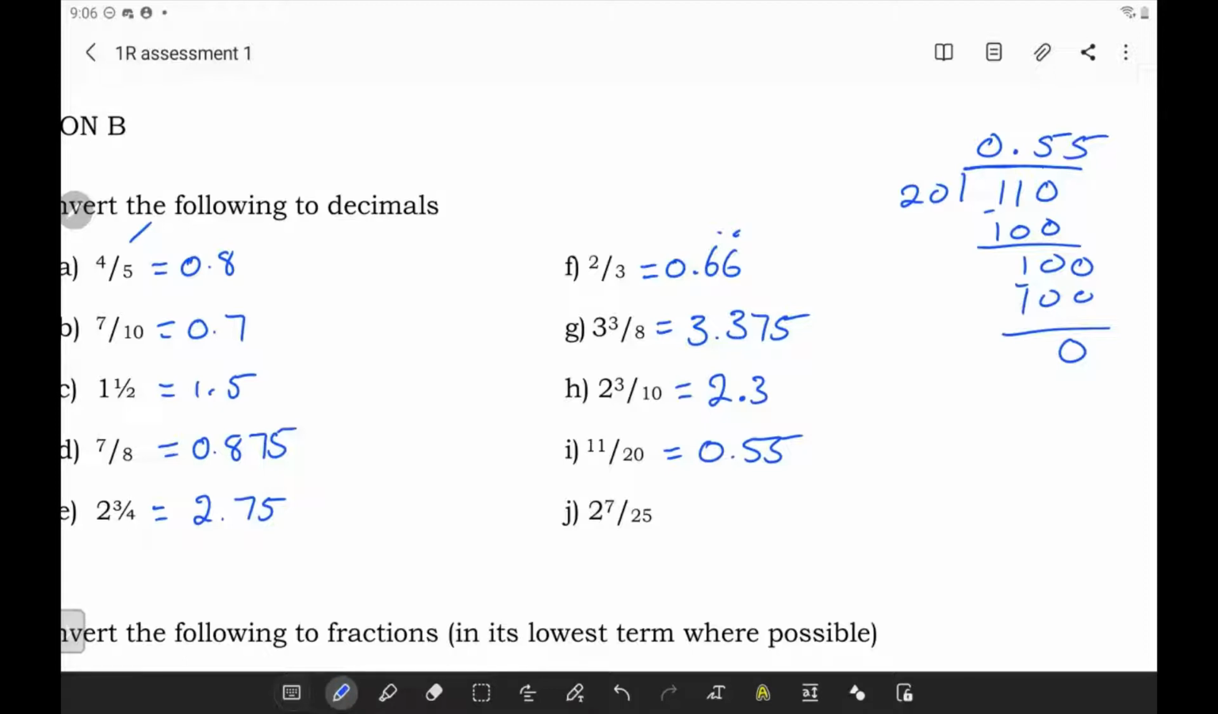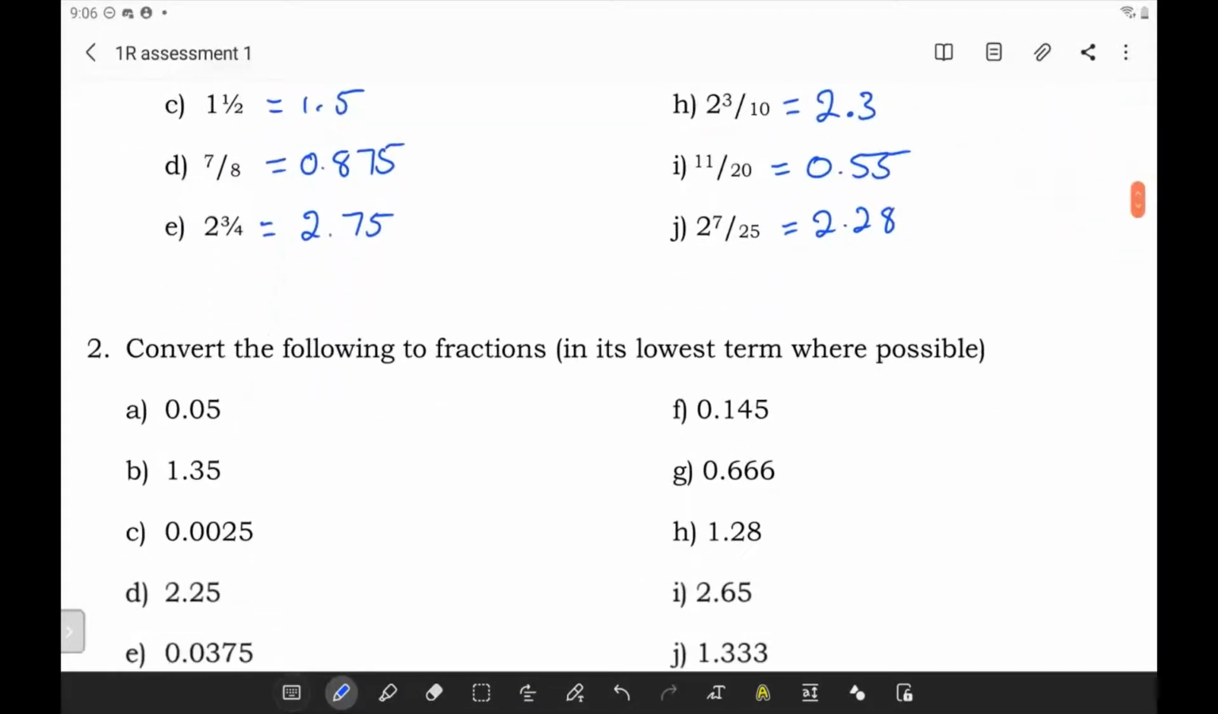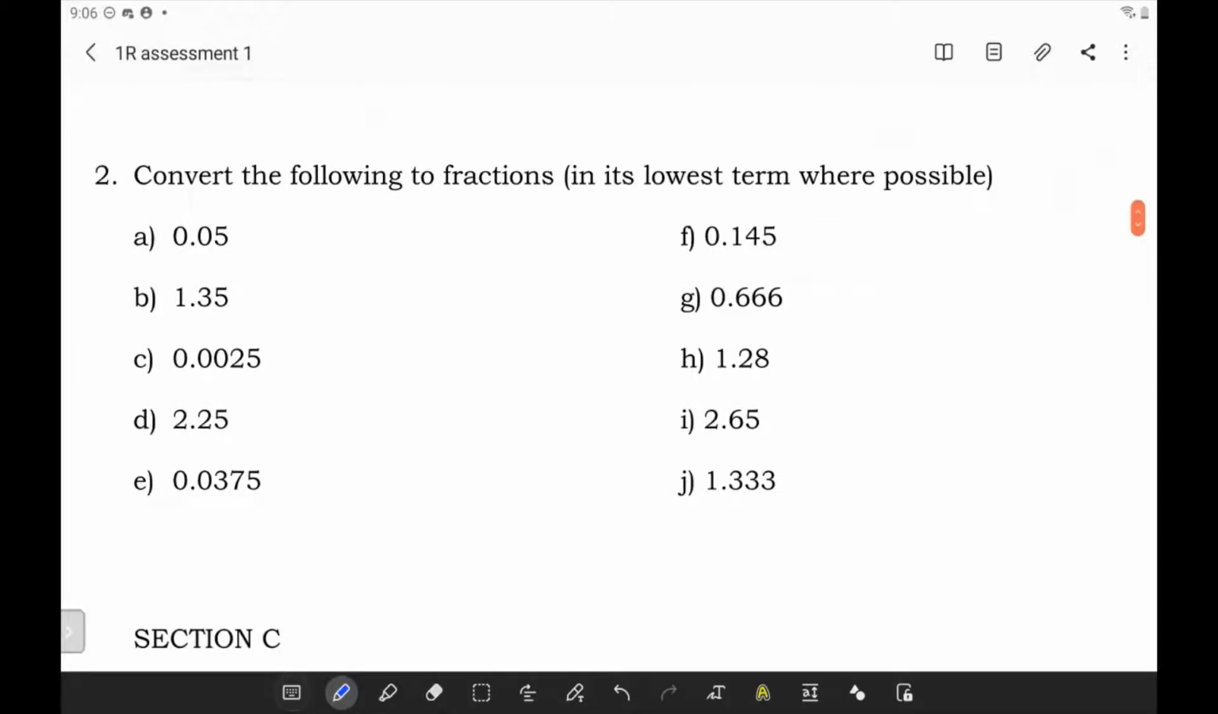And finally, now J. Right, we can show that this is equal to 2.28. All right, so you may check the previous videos to see how to do the changing from fractions to decimals. So number 2, convert the following fractions to their lowest forms where possible. I will do the working for a few, and I will leave the rest to you.